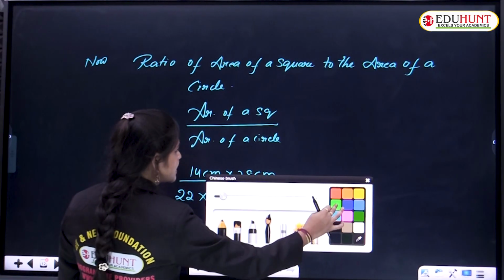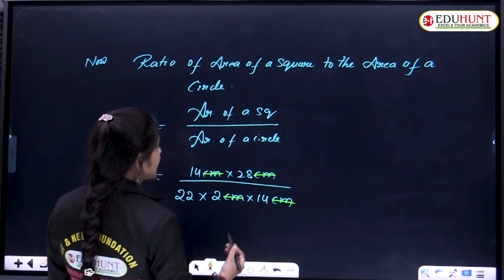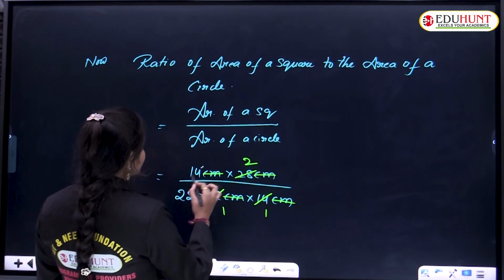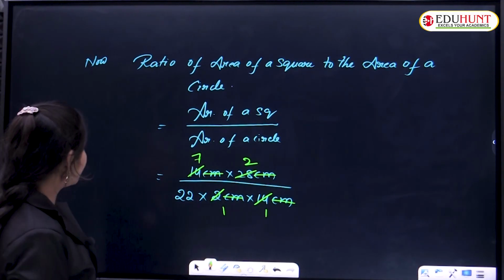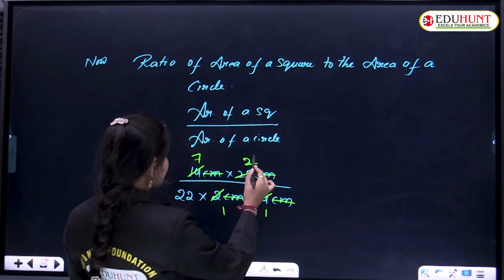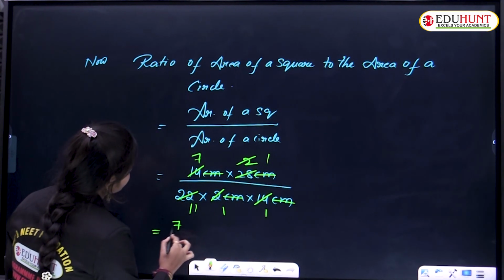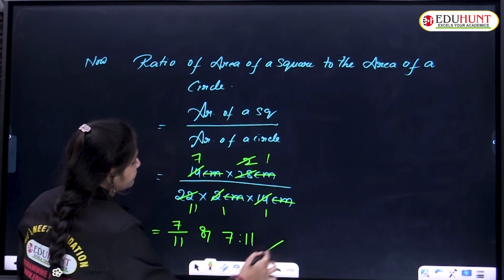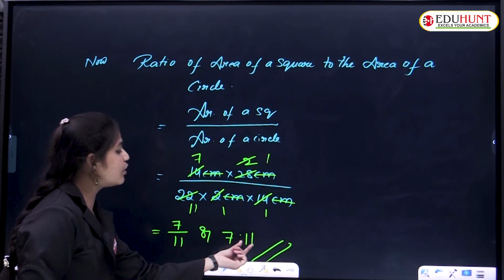Now cancellation, see here. Centimeters, centimeters cancel. 14 ones, 14 twos, 28. 2 ones, 2 sevens. Is there any other cancellation? 2 ones, 2 elevens. Finally, this is equal to 7 by 11 or 7 is to 11. This is the ratio of area of a square to area of a circle.